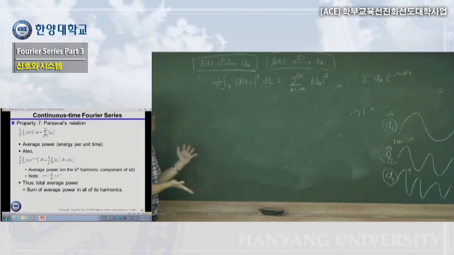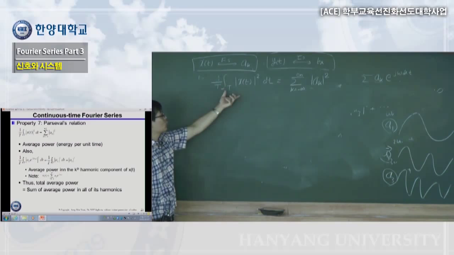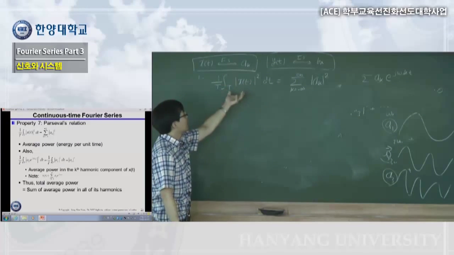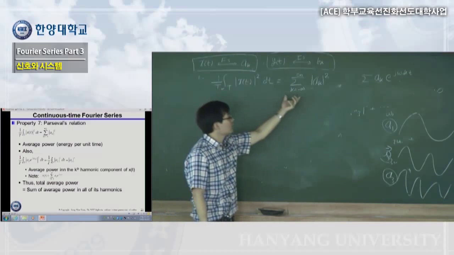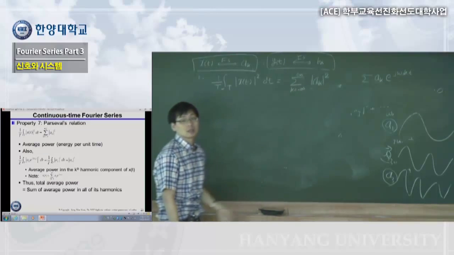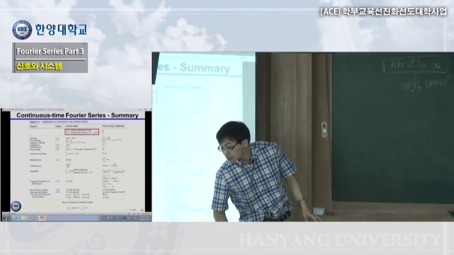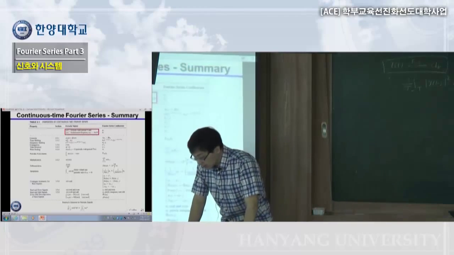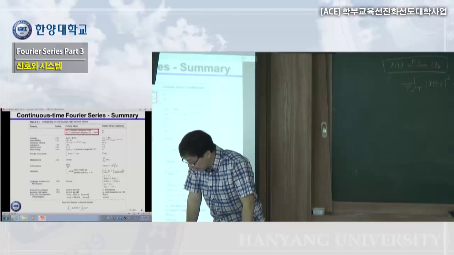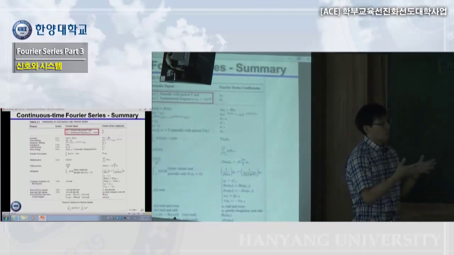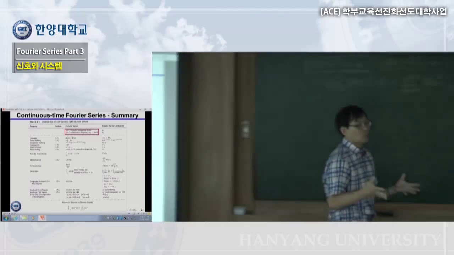So this is the last property we learn, Parseval's relationship. The absolute value squared power of the original signal, averaged, is equal to the sum over each component. This slide you can also see in your textbook. There's Table 3.1 in your textbook summarizing most of the properties.